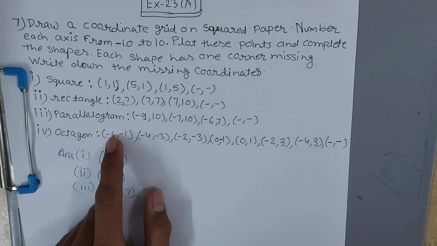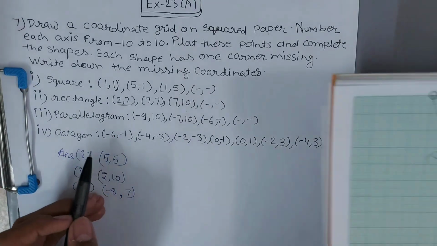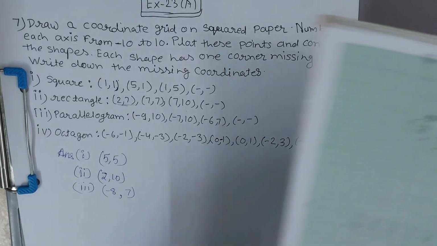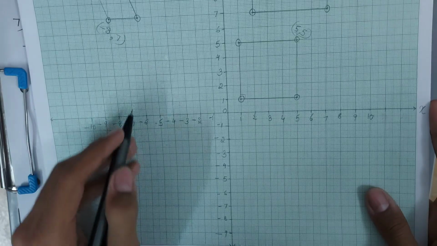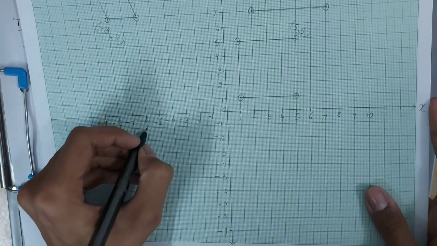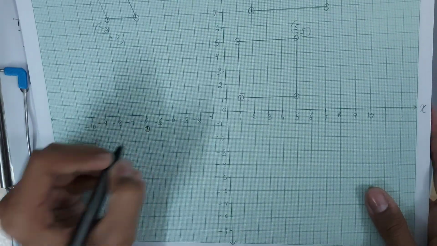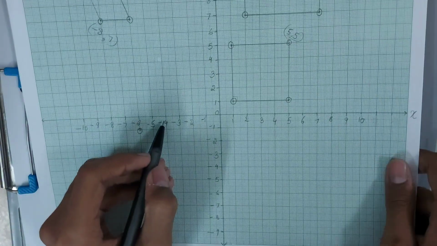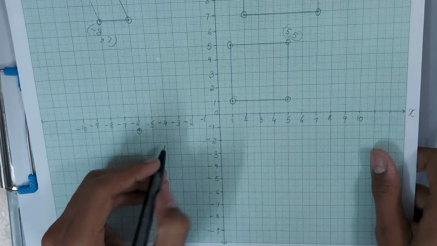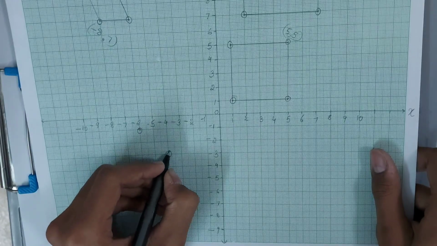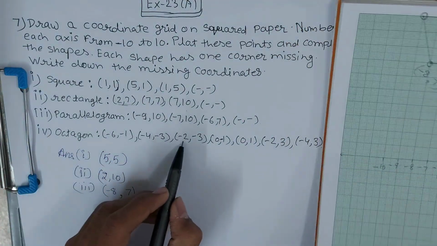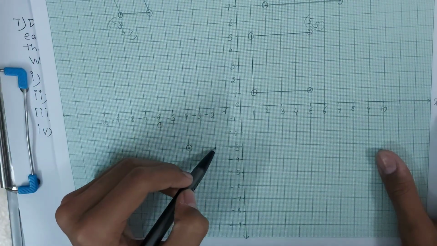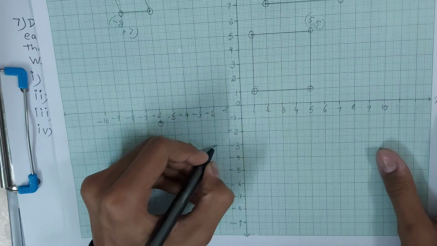Okay, let's begin. The first point we've got is -6 comma -1, right? So -6 comma -1 means -6 on the x-axis and -1 on the y-axis here. Clear? Then you have -4 comma -3. So again, -4 on the x-axis, -3 on the y-axis. Fine. Then you have -2 comma -3. So -2 here and -3 here. Fine. That will be another point.